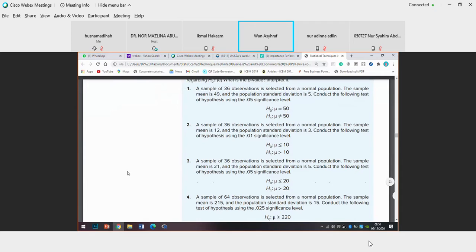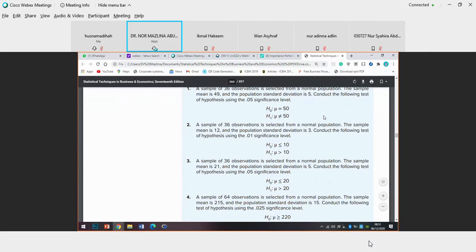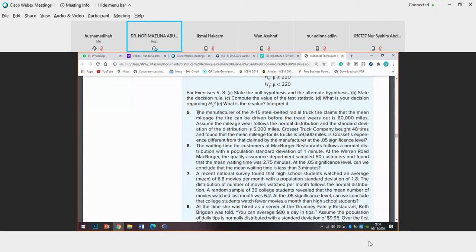Jawab tak juga. Alright. So it depends on your objective. Okay? Apa yang awak nak tahu? Kalau awak nak tahu ada perbezaan sahaja, you do it two-tailed. But if you want to know whether there is an increase or a decrease, okay, one-tailed test is more appropriate. Okay, very good question. Okay, so yang ni awak buat kan?